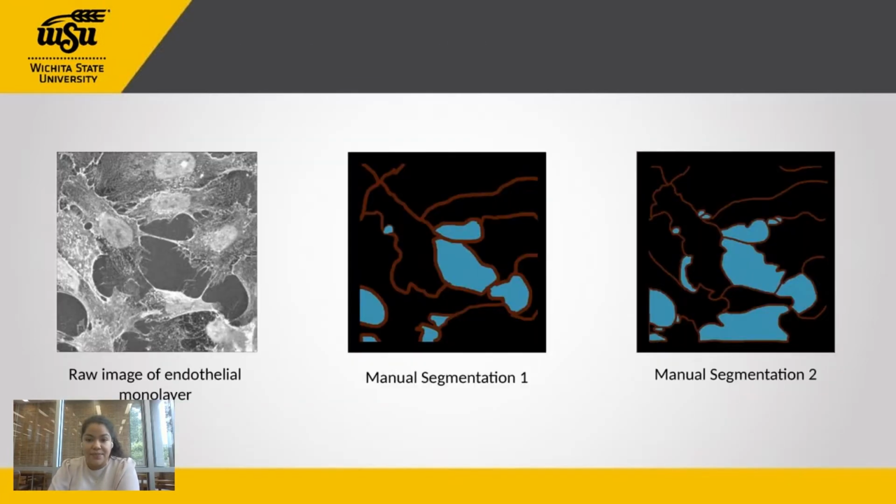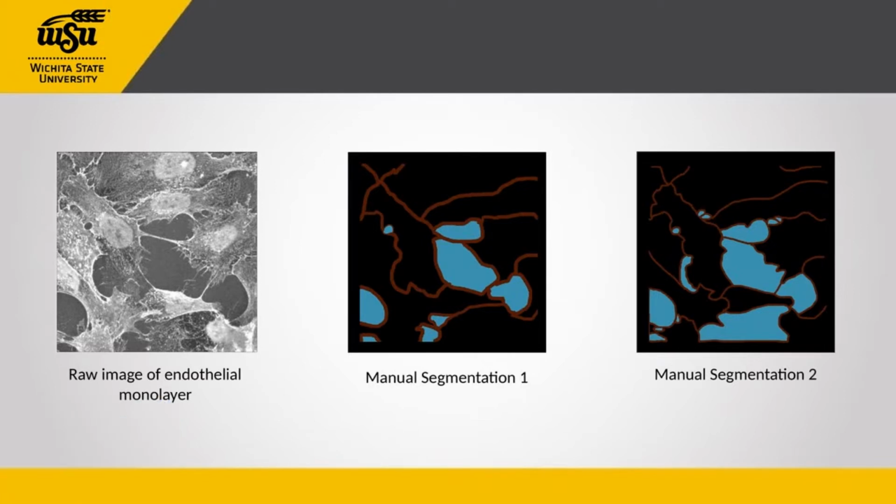So for example, here we have an image of an endothelial monolayer, and we have two manual segmentations done by two different people. Here, there's quite a bit of disagreement. By automating this process, it reduces that manual error or manual subjectivity. So for the same input, you would receive the same automatic segmentation each time, no matter who ran the endothelial monolayer.